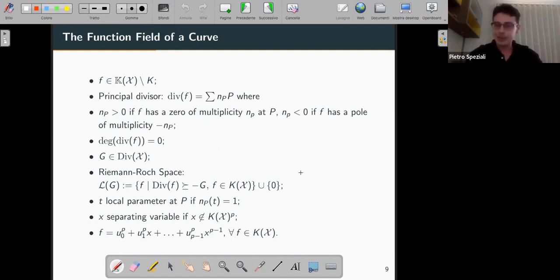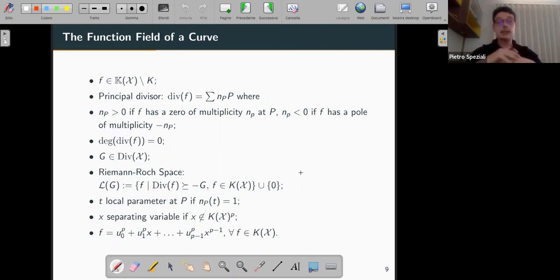But of course, as you all may know, given a divisor of X, we can associate, well, not a function, but a space of functions, the Riemann-Roch space: the functions whose divisor plus G is bigger than or equal to zero. I will also need the concept of a local parameter at a point, a place, which is a function whose valuation is 1.